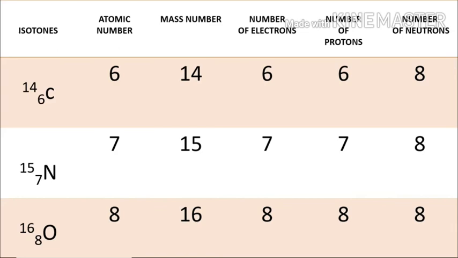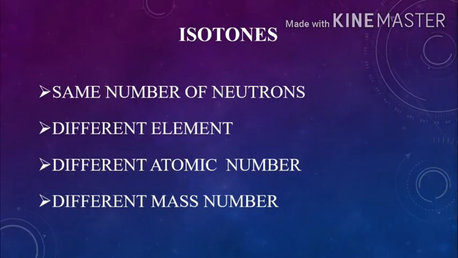So you can see here that neutrons in all cases are the same. So they are isotones: the same number of neutrons, different elements, different atomic numbers and different mass numbers.